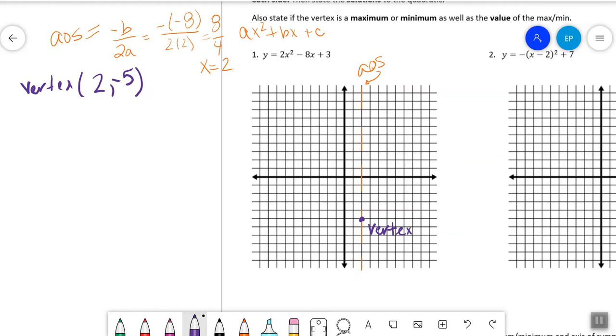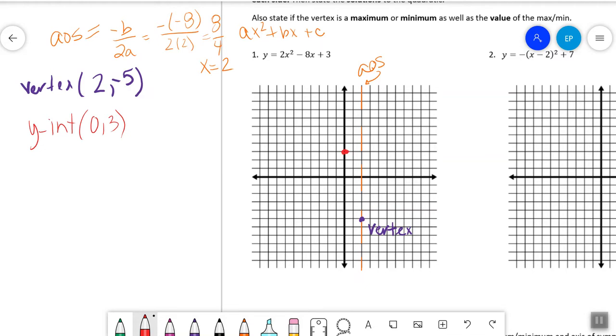The next thing I need to find is my y-intercept, because my y-intercept is when I plug in 0. If I plug in 0, this here would go away and this would go away, so I just have 3. So my y-intercept is 0, 3. So I'm going to go to 0, 3. I'm going to put a dot there as well.